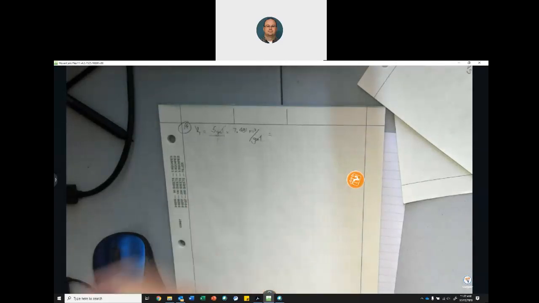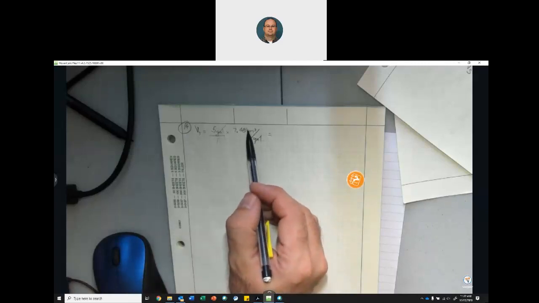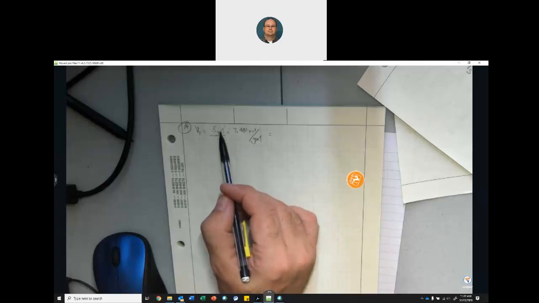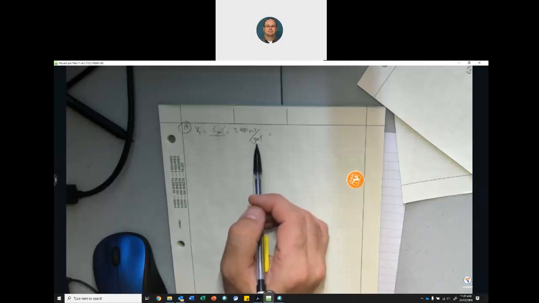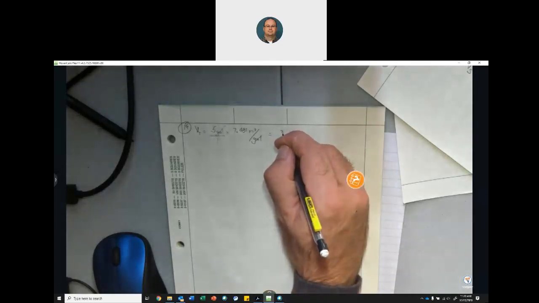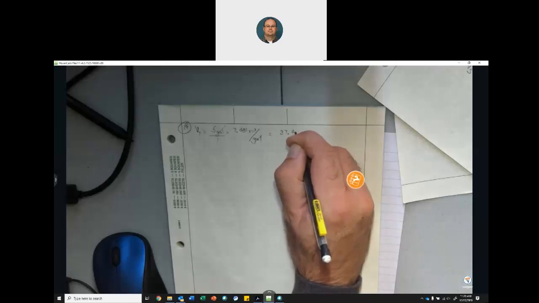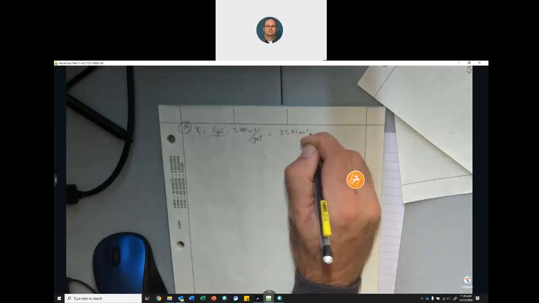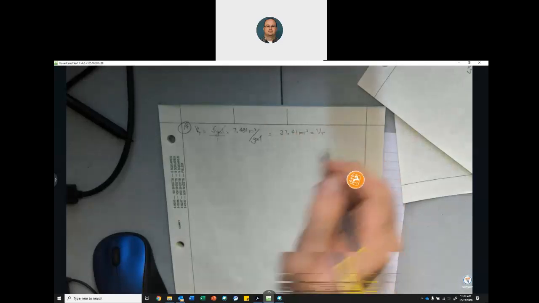So if you pretend it's fractions, that's how I know where to put the cubic feet, on top or the bottom. If it's in the top before, it has to be on the bottom in the next term, and they cancel out. So 5 times 7.481 equals 37.41 cubic feet, which equals our total volume. Okay?